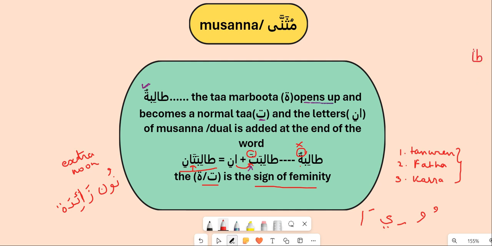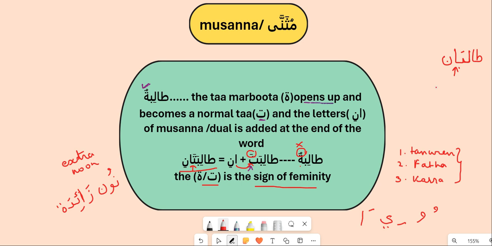So talib, talibani. Okay, this is in marfu. So how will you know that this noun is in marfu? The letters tell you that it is in marfu case. The alif tells you it's in marfu case.